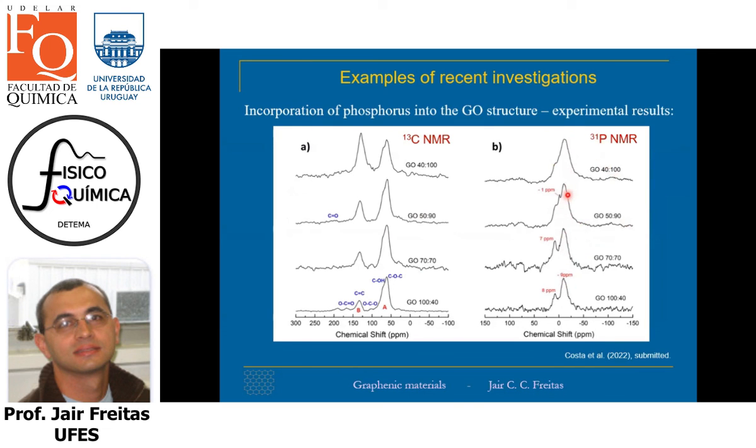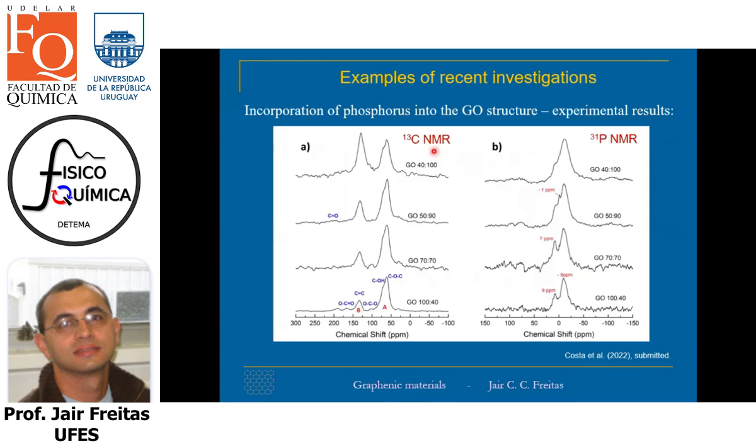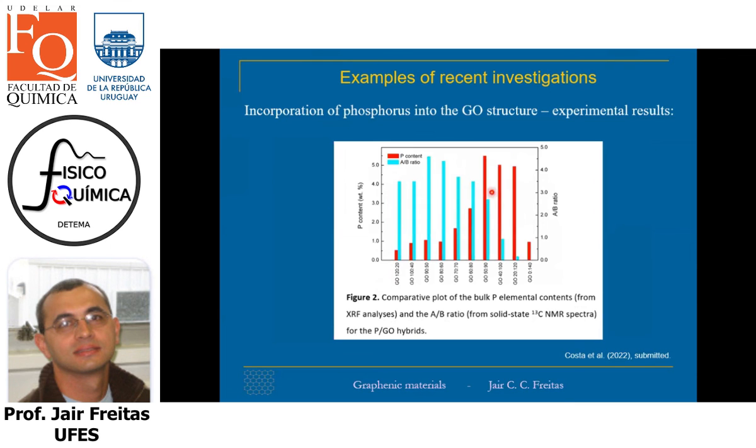Here I show the solid state phosphorus spectrum of the samples produced using different amounts of the two acids. Here are the phosphorus contents. They are between 4 and 5% in weight. And the oxidation degree, which we can determine by looking at these lines here, the resonance associated with the oxygen functional groups, is also high for these samples. So around this range of volumes, we could produce significant amounts of phosphorus.